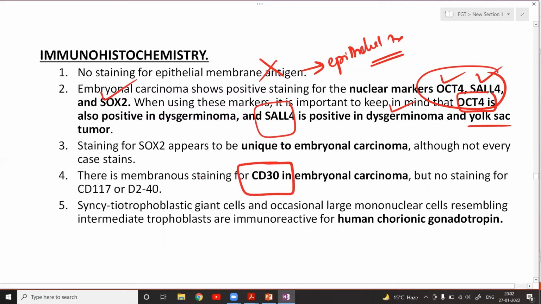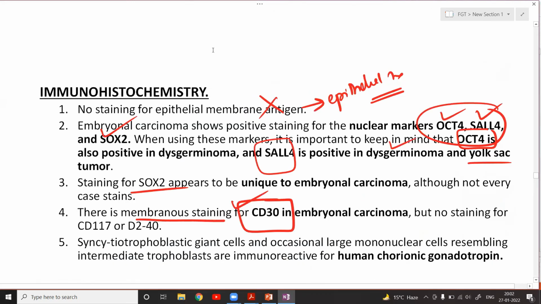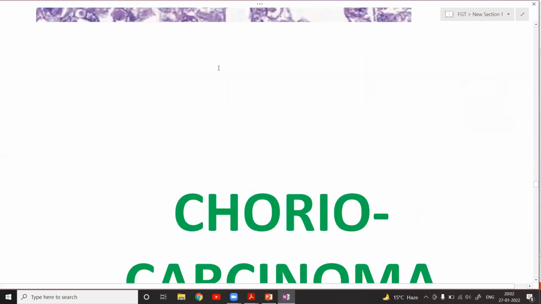The first and most important marker that is differentiating is your membranous staining of CD30, which is not present in any other germ cell tumor. Another very important marker is SOX2, which is again very, very specific for embryonal carcinoma. So is this point very clear to everyone about the immunohistochemistry? Yes? Okay. Yes. So I hope we have discussed most of the important points.